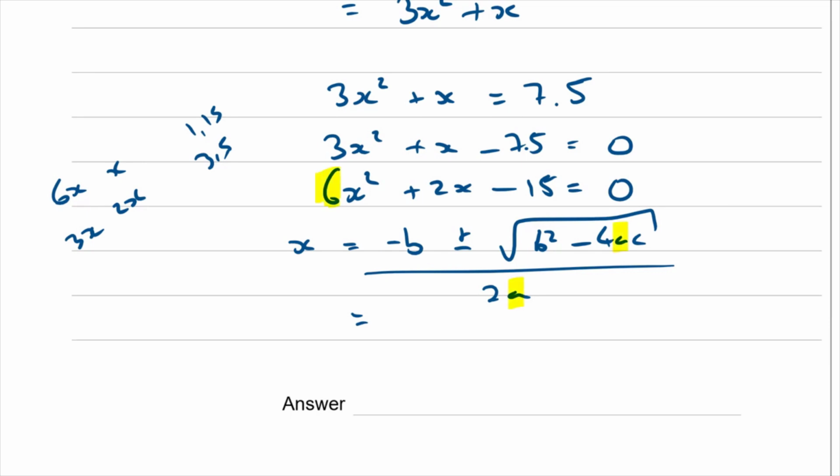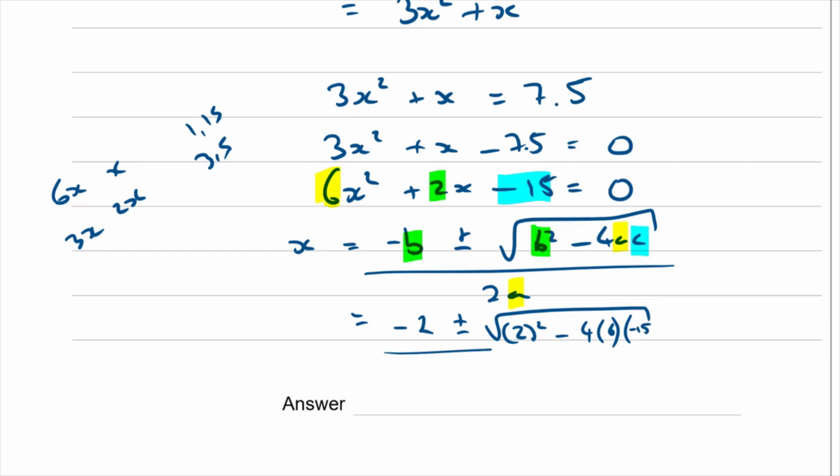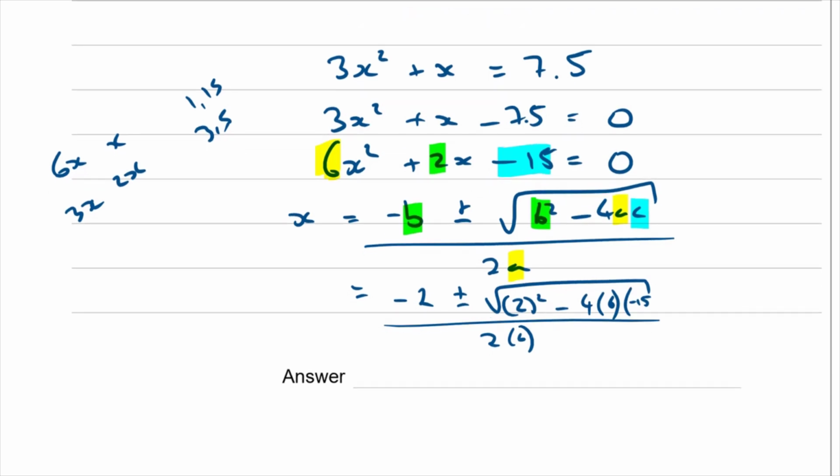b is 2, and c is minus 15. So we need to sub those in carefully. So minus b is going to be minus 2 plus or minus the square root of 2 squared minus 4 times a, which is 6, times c, which is minus 15, all divided by 2 lots of 6. Okay, what's that equal to then?